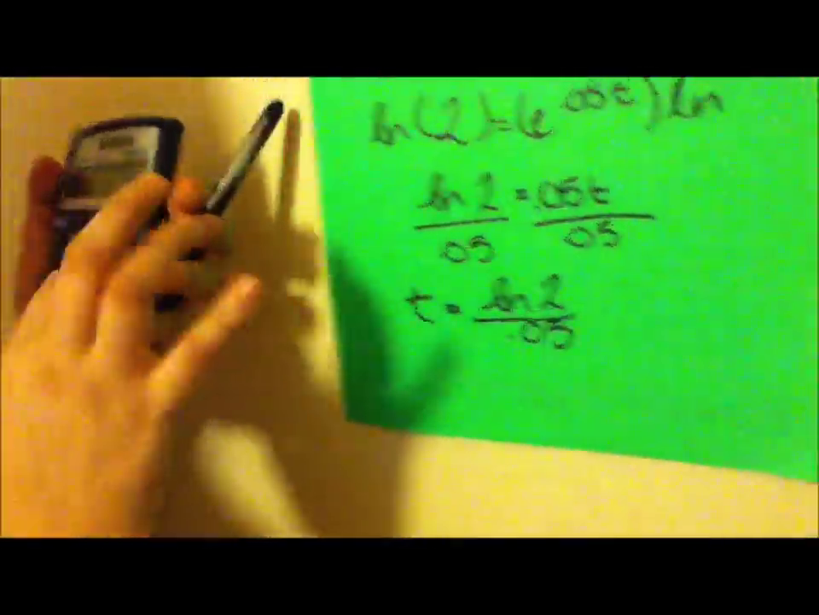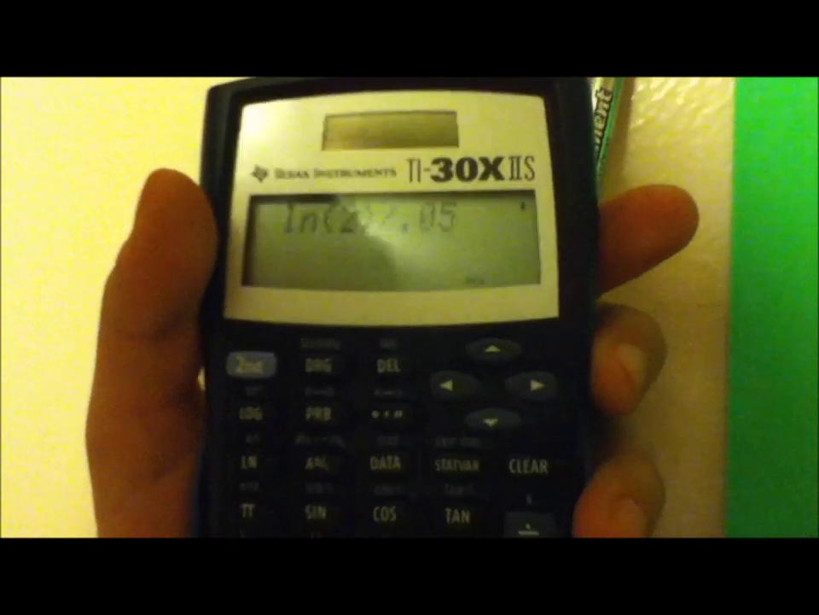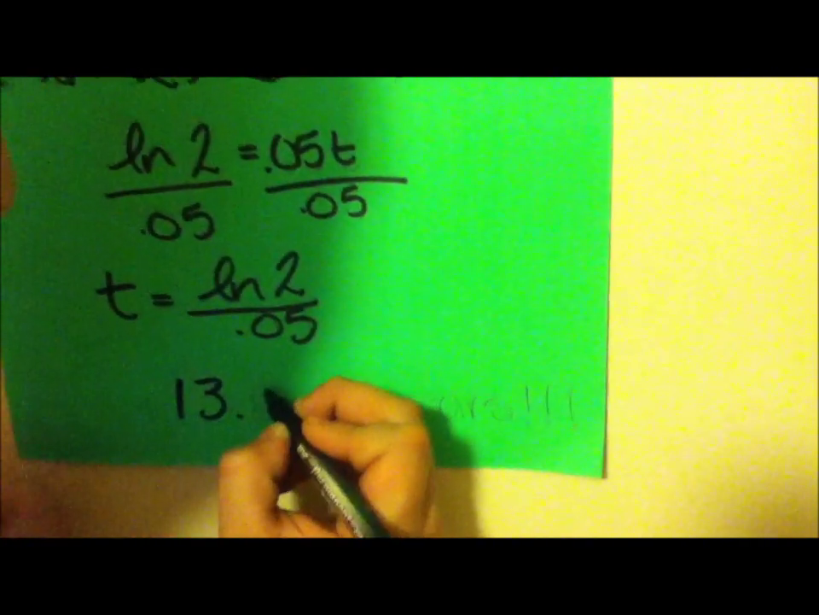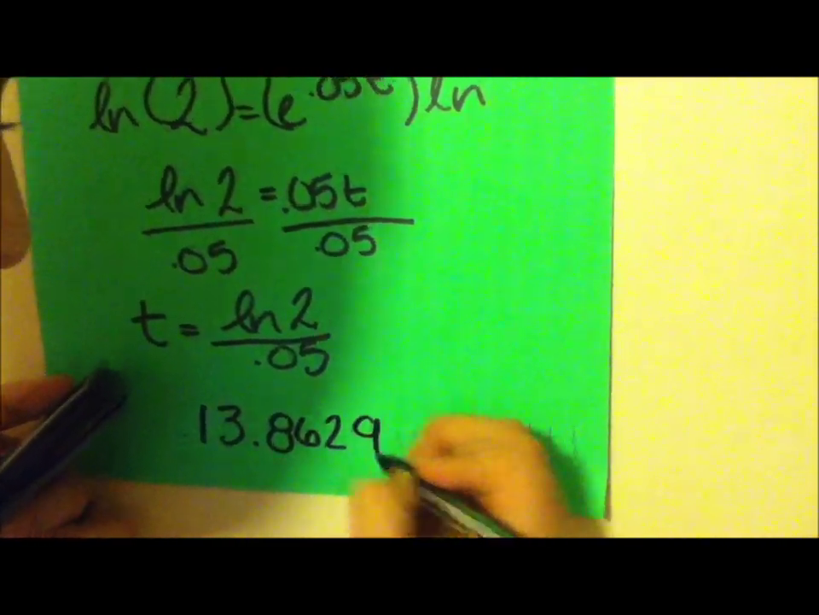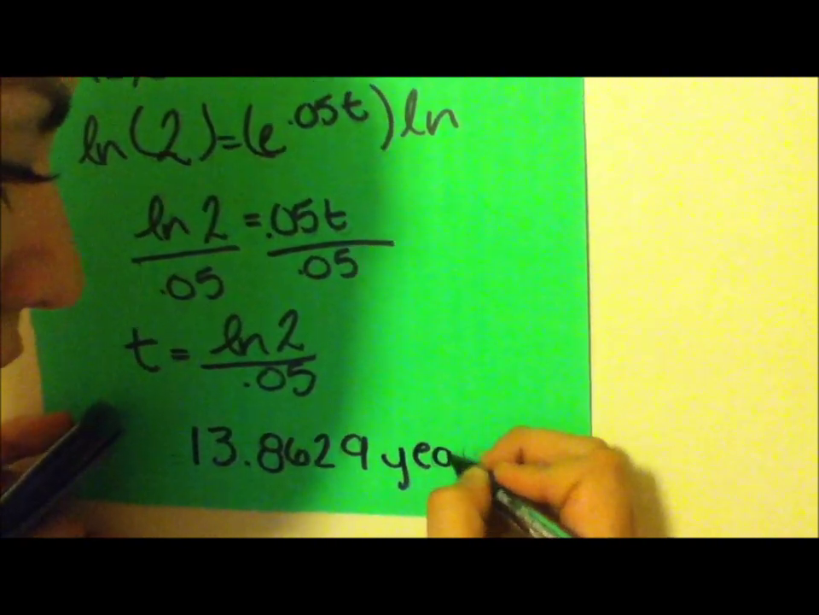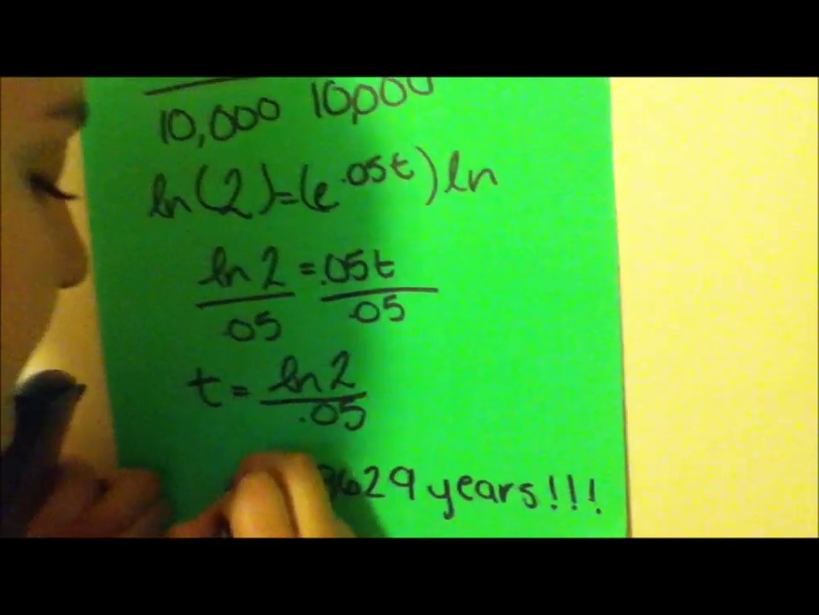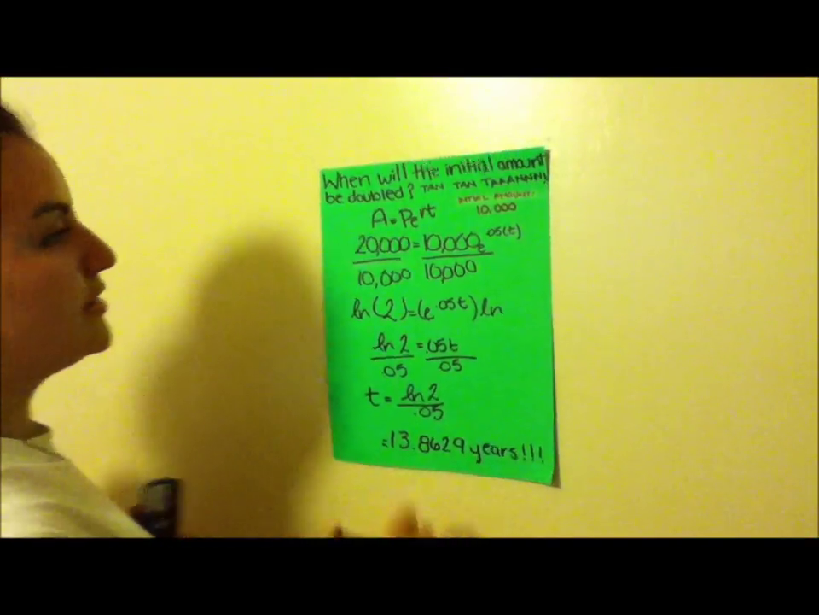Okay. So then we plug it in. Natural log of 2 divided by 0.05 equals 13.8629 years. Yay! So in approximately 14 years, you will have double your amount.